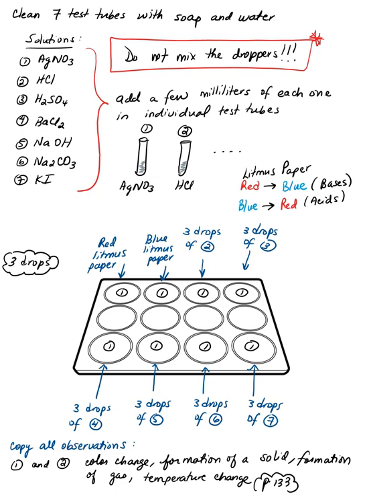So in the first test tube, you're going to put the silver nitrate. In the second test tube, hydrochloric acid. In the third test tube, sulfuric acid. Then you have barium chloride, sodium hydroxide. Then you have sodium carbonate, and the last one, potassium iodide. So 7 test tubes with 7 different solutions. You have to make sure that you don't mix the droppers in each of the bottles. You don't want to have a chemical reaction happening in the dropper for a specific solution. So you have your 7 test tubes.